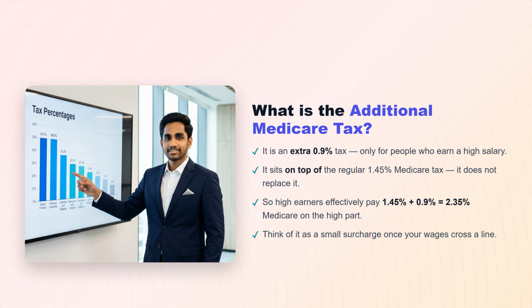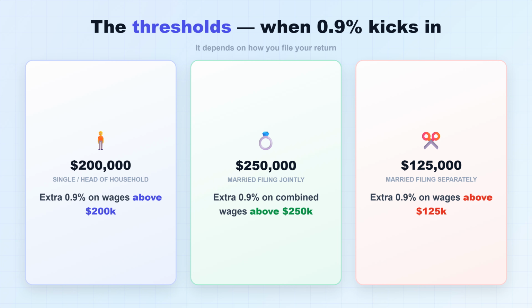So a high earner effectively pays 1.45 plus 0.9, which is 2.35% Medicare on the high part of their wages. Think of it as a small surcharge once your income crosses a line. Now, when does that 0.9% kick in? It depends on your filing status.